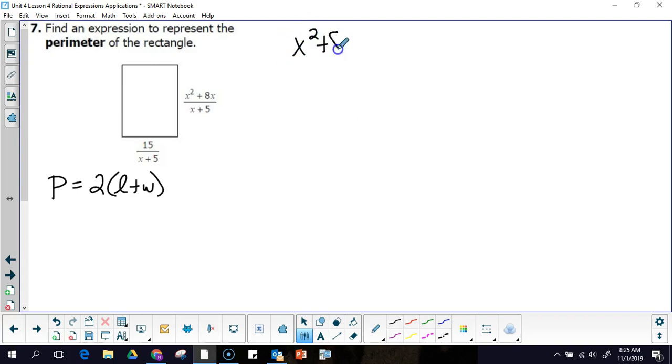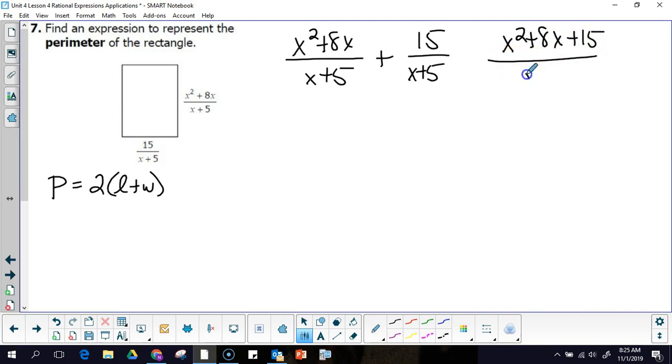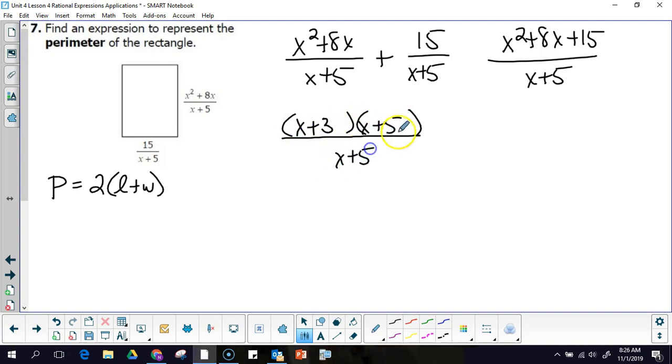X squared plus 8x over x plus 5. Well, they happen to have the same denominator, so that makes it a lot easier. So let's add together our numerators. And we see we get a trinomial that can be factored. 15 is 5 times 3. X plus 3, x plus 5 over x plus 5. Cancel that out. And so half of the perimeter is x plus 3.